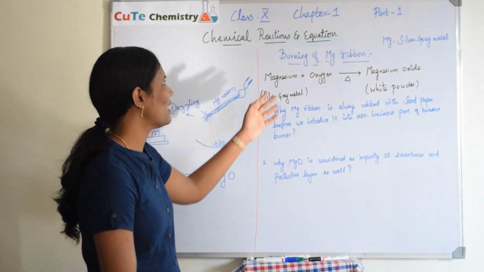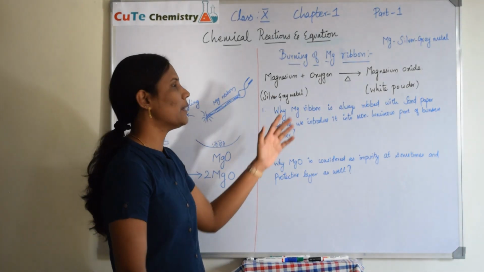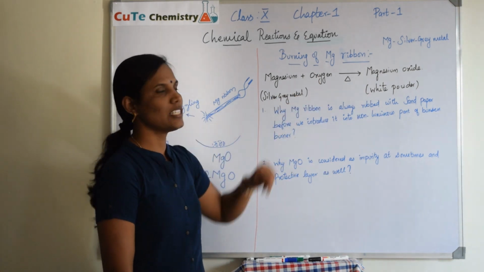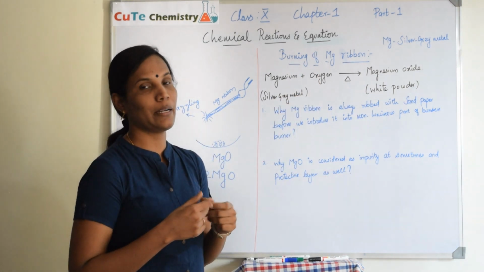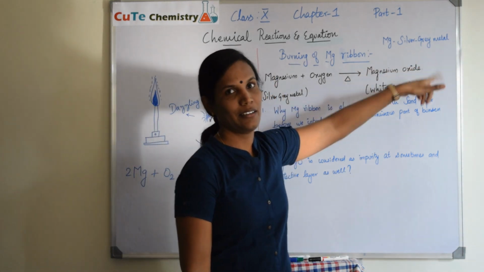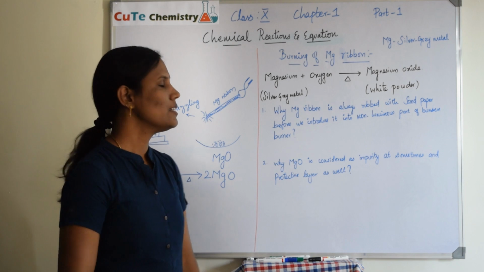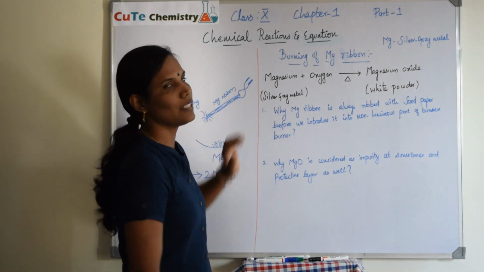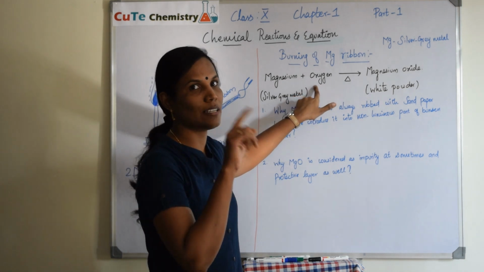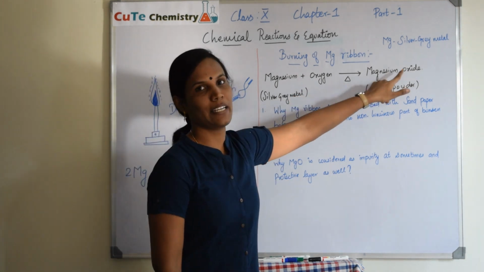Let us see a chemical reaction with a simple example: burning of magnesium ribbon. We know that magnesium is a metal. It is available in ribbon form, and its color is silver grey. When we burn this magnesium ribbon, what will happen? It will take up the oxygen present in the atmosphere and we will get magnesium oxide.